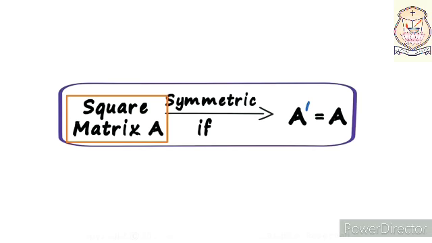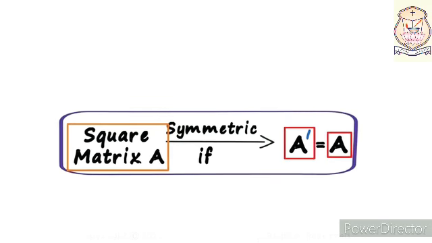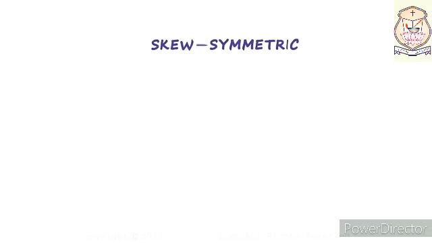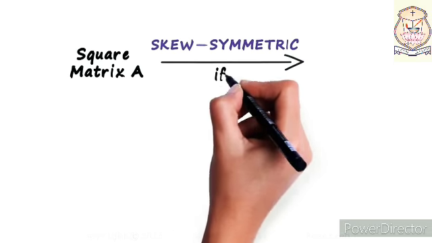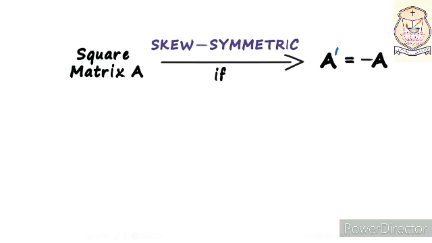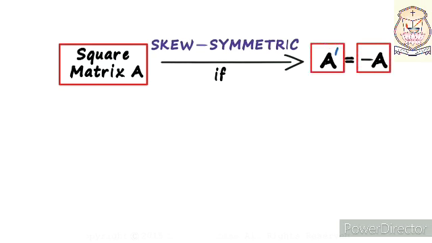In the previous session, we saw what a symmetric matrix is. A square matrix A is symmetric if A transpose is equal to A. In this session, we will look at what a skew-symmetric matrix is. The definition goes like this. A square matrix A is skew-symmetric if A transpose is equal to negative A. Let me repeat. A square matrix is skew-symmetric if its transpose is equal to its negative.